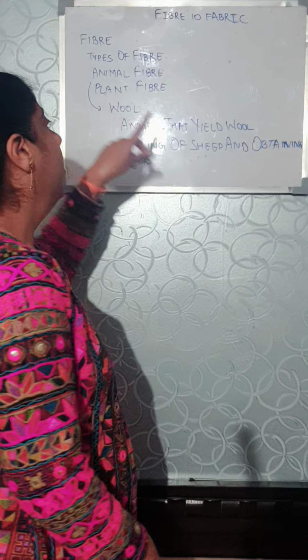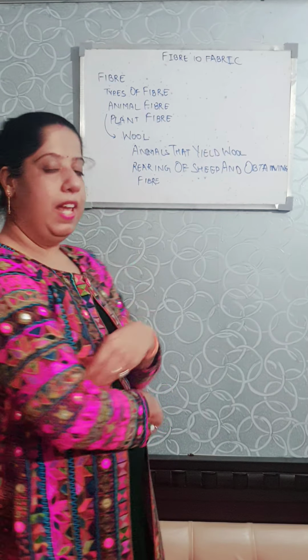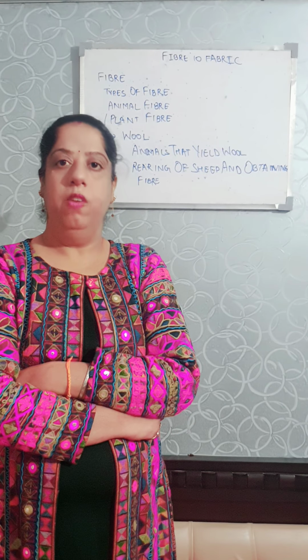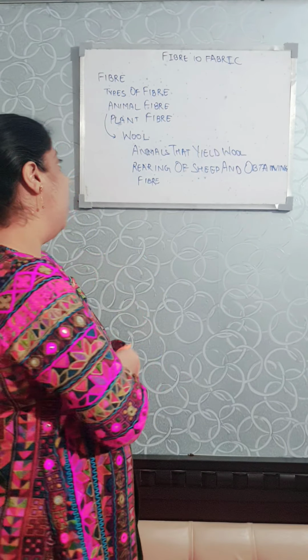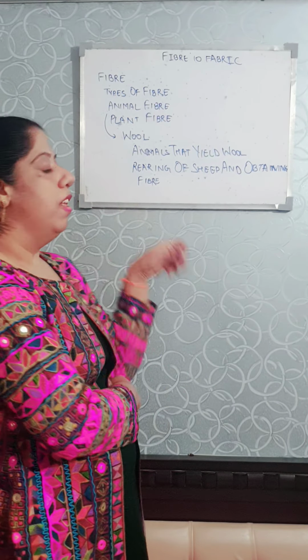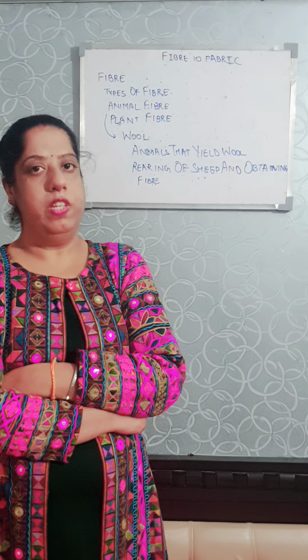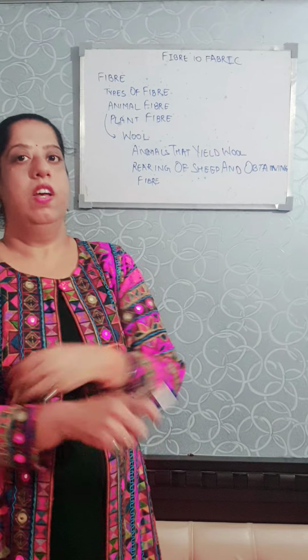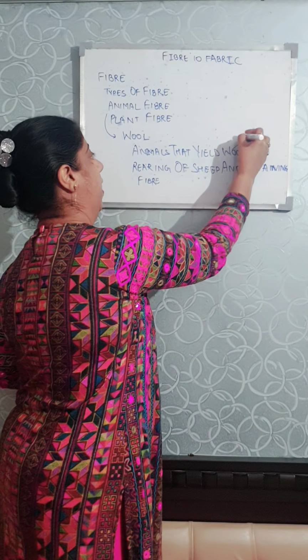Now we discuss the animals. Wool is one of the most important animal fibers. We get wool from sheep, yak, goat, etc. There are different breeds of sheep from which we get different types of wool. For example, the first one is yak wool.